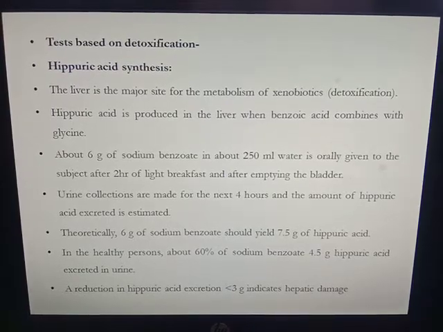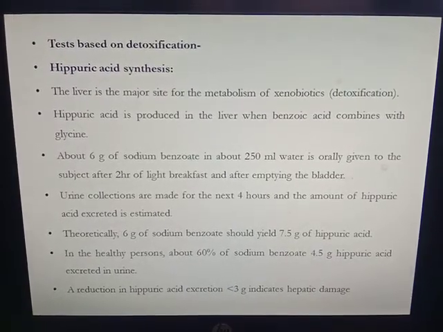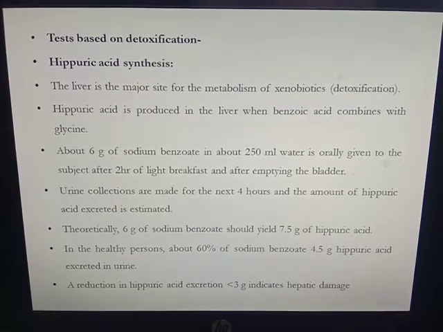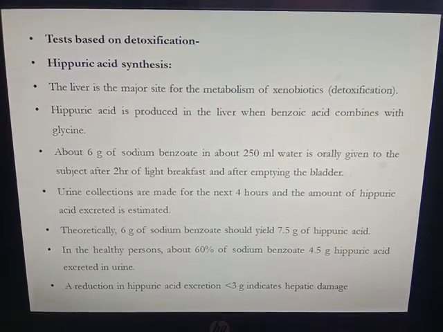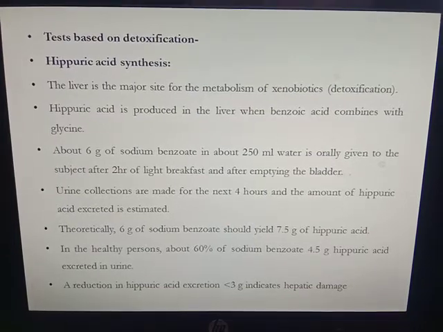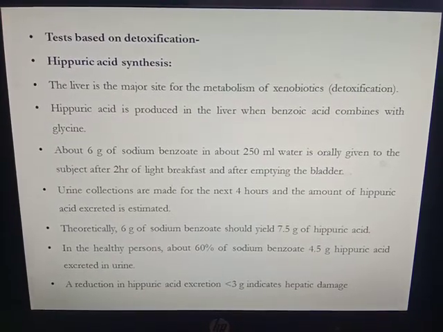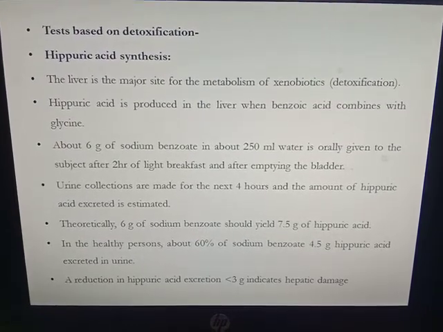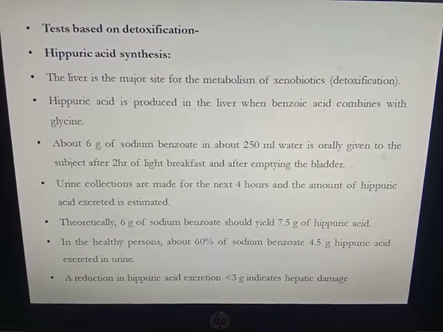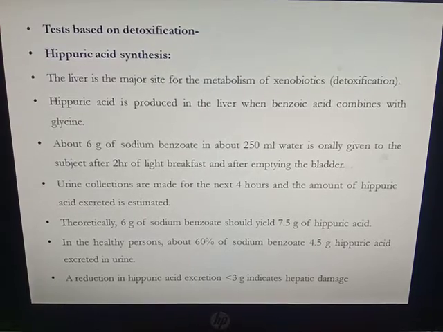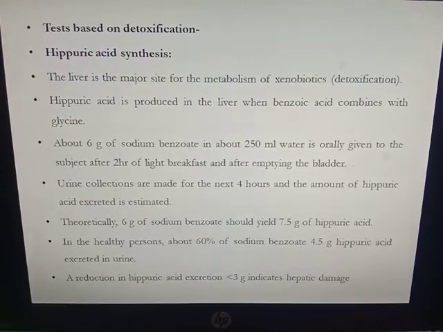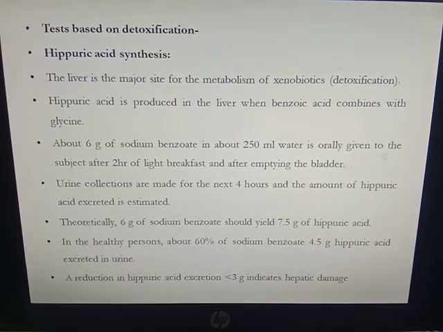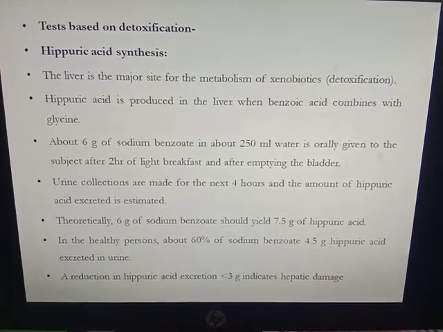Theoretically, 6 gram of sodium benzoate gives 7.5 gram of hippuric acid. In a healthy person, about 60% of sodium benzoate, means 4.5 gram of hippuric acid, is excreted in urine, whereas a reduction in hippuric acid excretion, means if less than 3 gram of hippuric acid is excreted in urine, indicates liver damage.